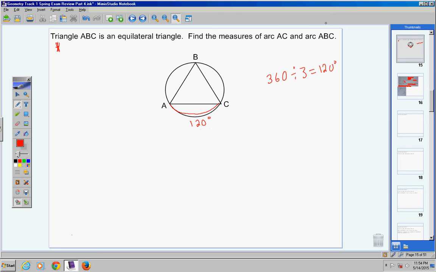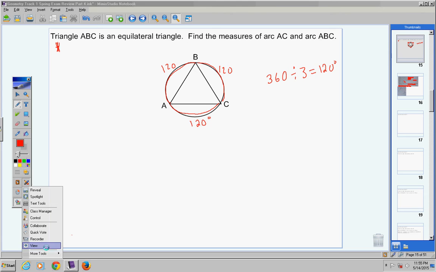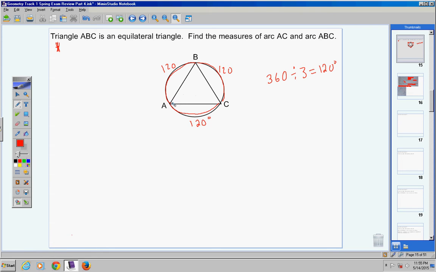Now they want to know the measure of arc ABC. So from A to B to C, well, from A to B is 120, and from B to C is 120, so the whole arc all the way around would be 240. So arc AC is 120 degrees, and arc ABC is 240. That's a good type of, just not review, but understanding how arcs work. Alright, let's continue on.